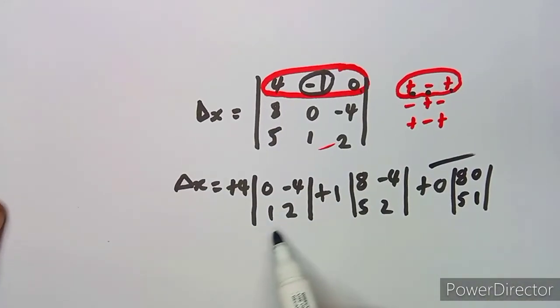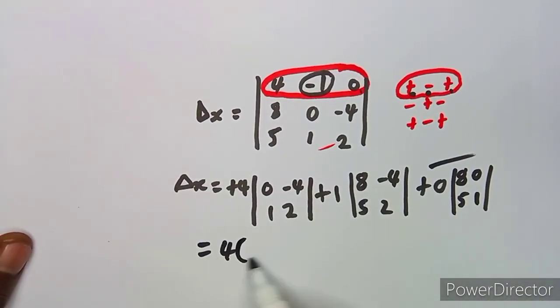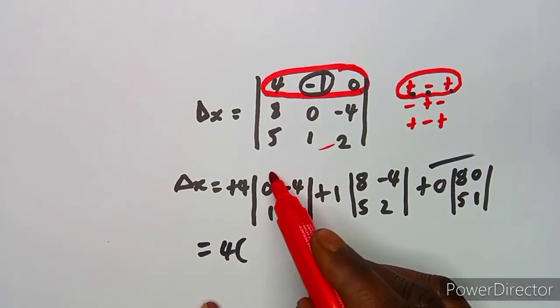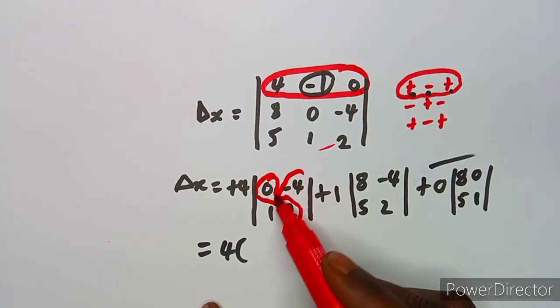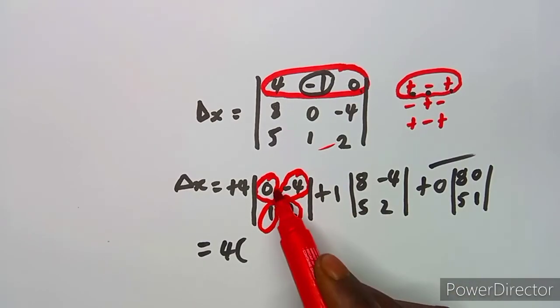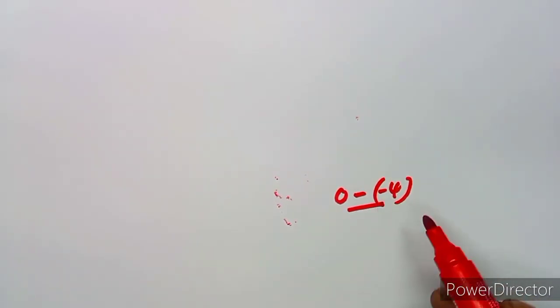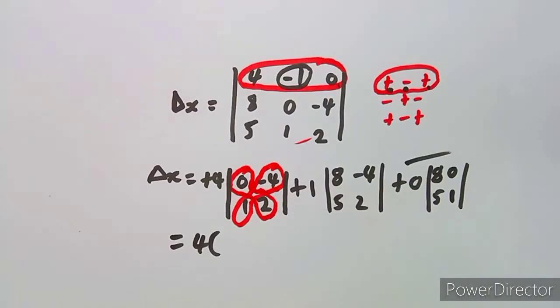Remember, you are going to find the determinant, which is the product of the major diagonal minus the product of the minor diagonal. So it's this here together minus the product of these two. 0 times 2, which is 0, minus 1 times minus 4, which is minus 4, and this is going to give us 0 plus 4, which is 4. So you're going to have 4 there.